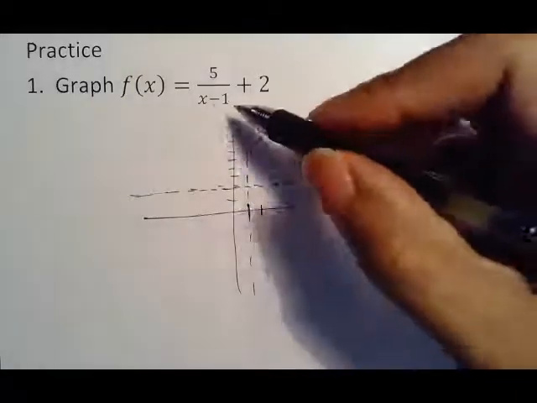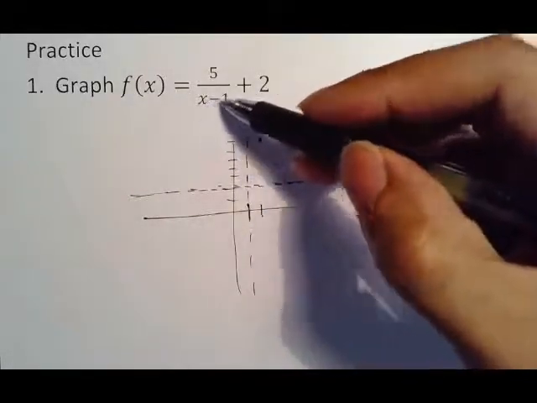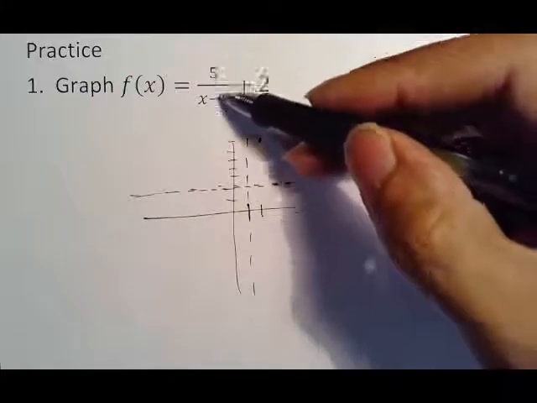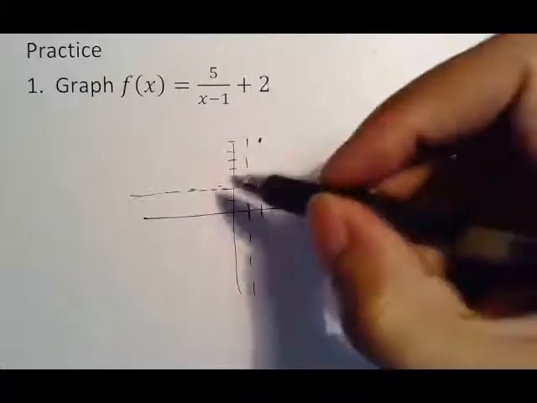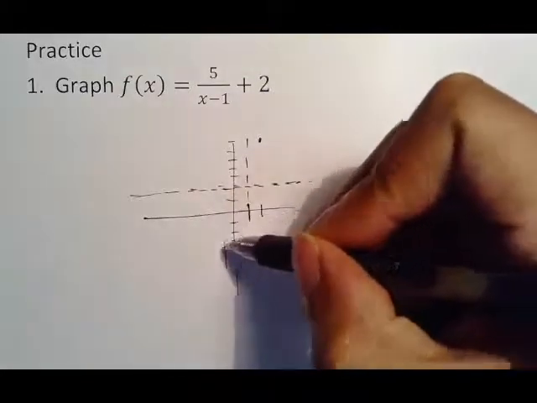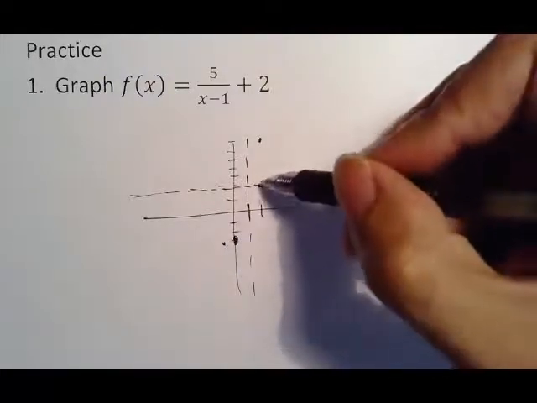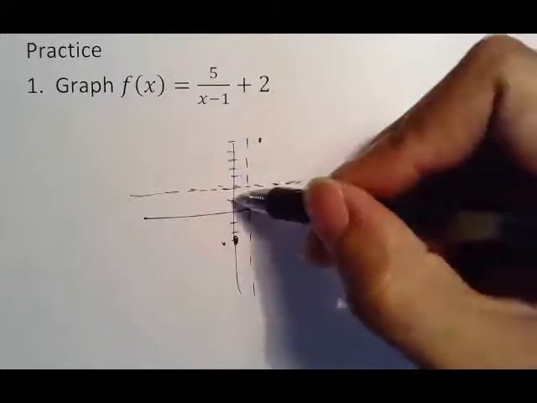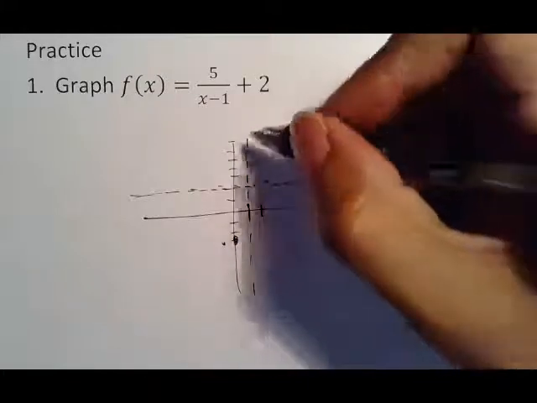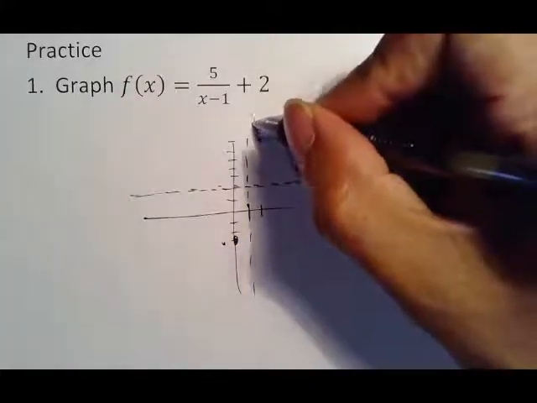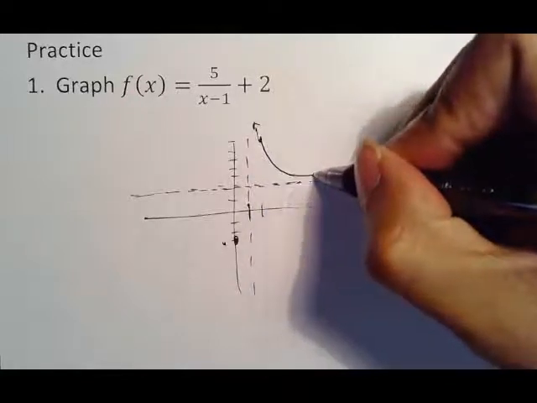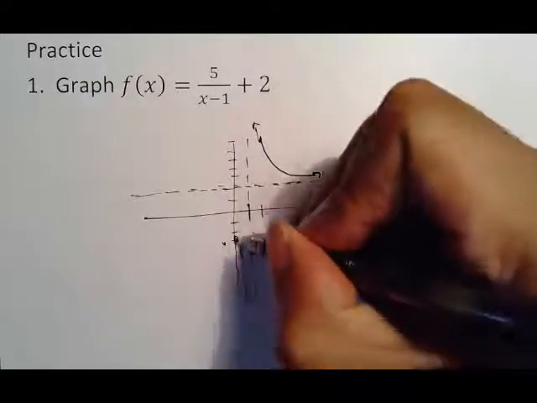And then 0. 0 minus 1 is -1. 5 divided by -1 is -5. -5 plus 2 is -3. 1, 2, 3. I'm sorry, it should be at 0. And so we should be 1, 2, 3, 4, 5 above and 1, 2, 3, 4, 5 below, which is right. And so you have a picture that looks kind of like this.